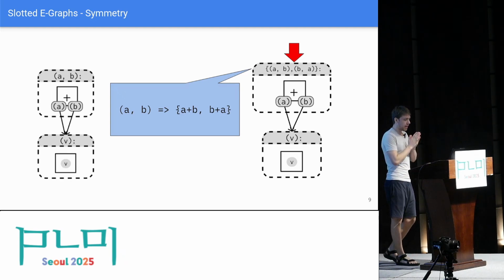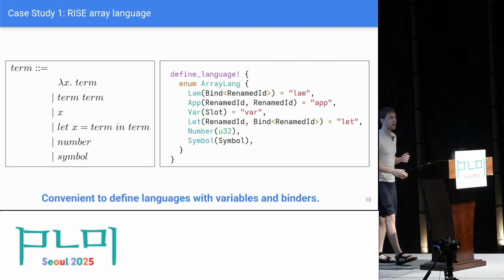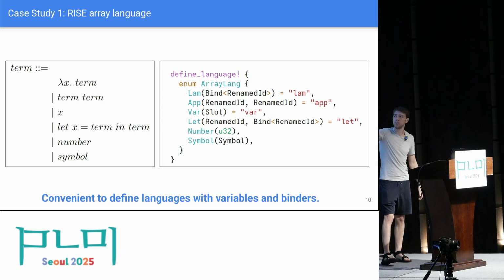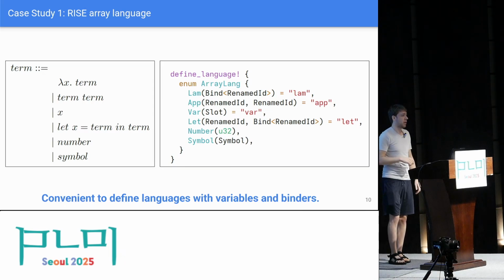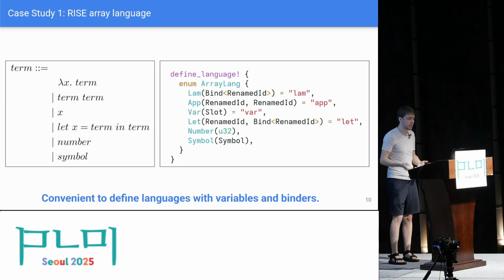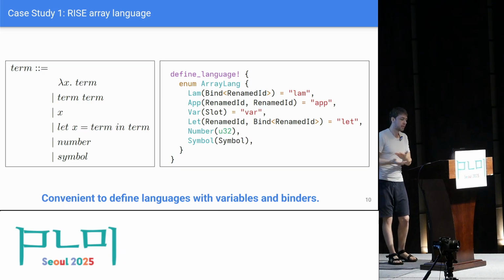Cool. Now I want to come to the evaluation. We have 3 case studies, and I want to first of all start with the Rice array language. On the left side, you can see the grammar for the language, and it's pretty much lambda calculus. We just have a bunch of symbols that have special meaning, but it's pretty much lambda calculus. On the right side, you can see how this looks in the implementation, and I think it's quite convenient. You can basically just translate the constructor from the left and put it to the right.